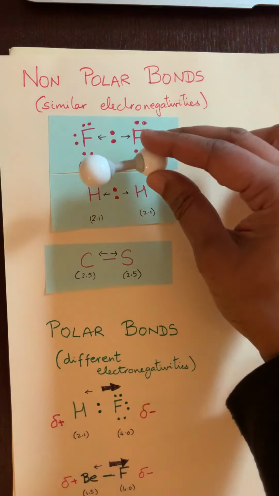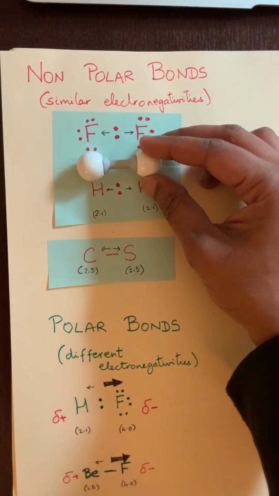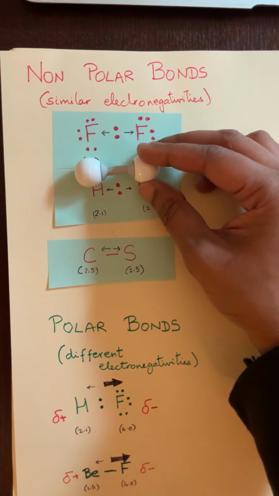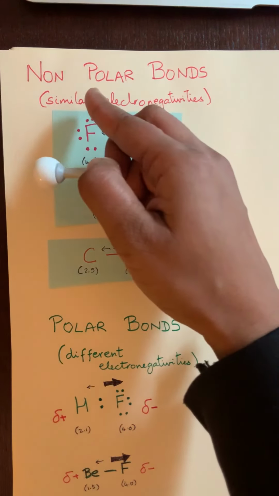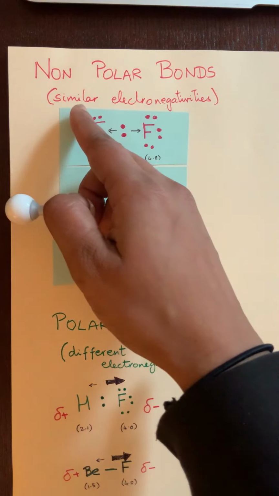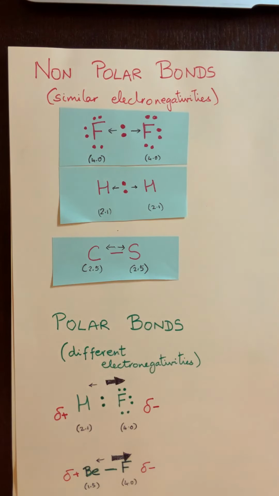So both of the hydrogens are equally matched in this tug of war competition for electrons, which means neither hydrogen gets the prize, and both hydrogens just remain neutral. That leaves this a nonpolar bond because their electronegativities are the same. You just need similar electronegativities to have a nonpolar bond.